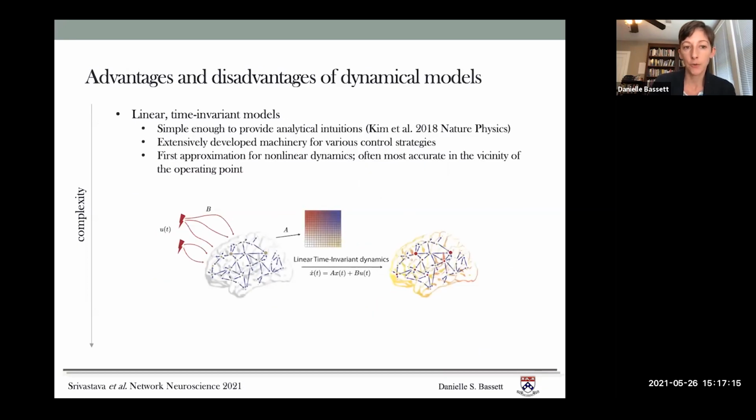Now, you probably want to know, what are some advantages and disadvantages of those three kinds of dynamical models: the linear one, the linear time-varying one, and the nonlinear one? If we just stick with the simplest first, the linear time-invariant models, these are nice because they are simple enough to provide analytical intuition. So you can really dig into the mathematical formulation and gather intuitions about what kinds of topologies would allow control to be easy versus difficult. So the structure of the model is simple enough for that. They are also extensively developed, the machinery is, for various kinds of control strategies.